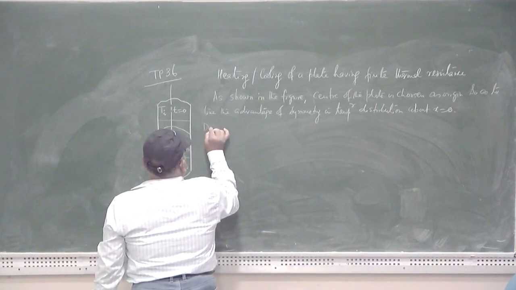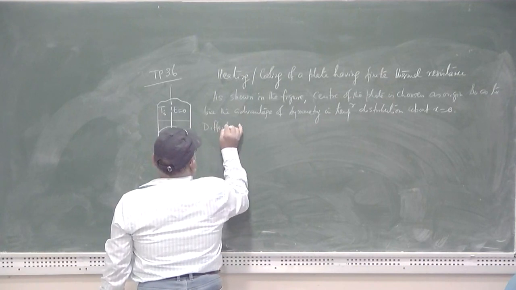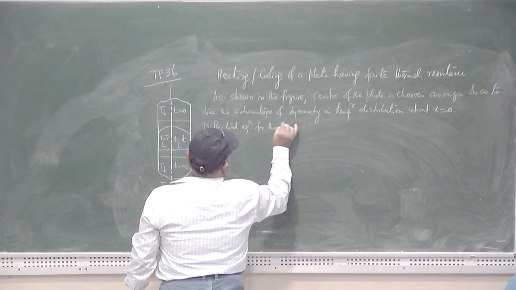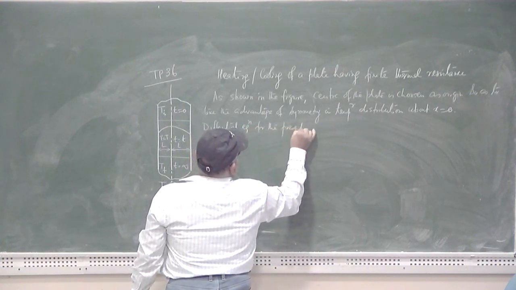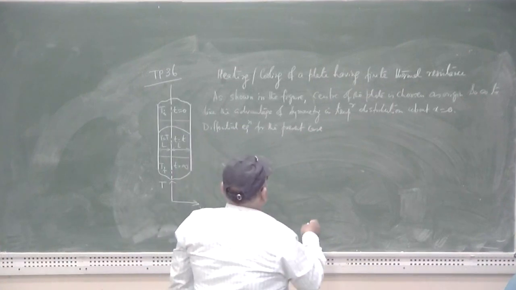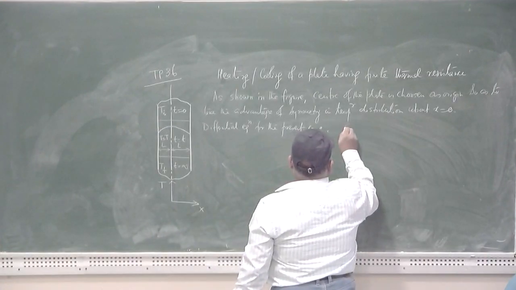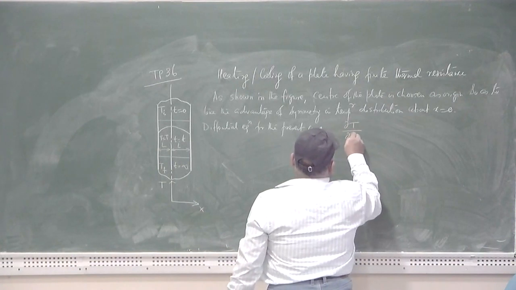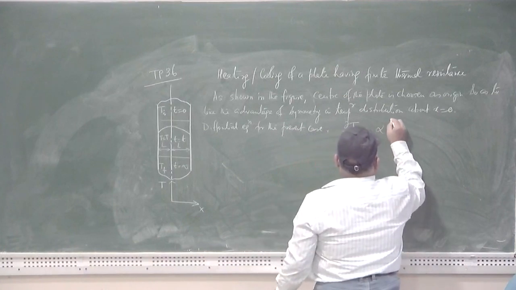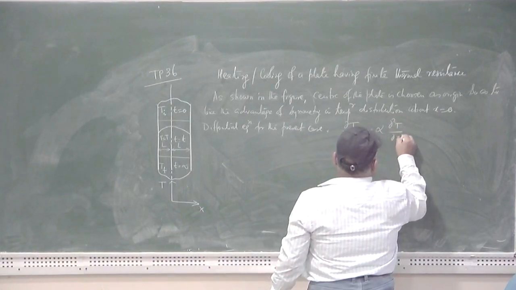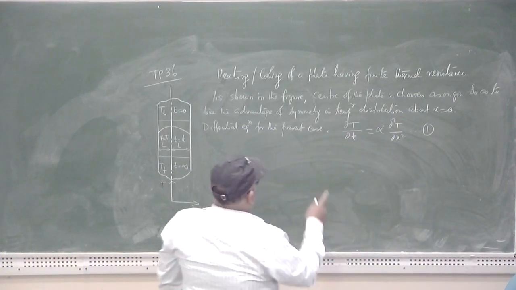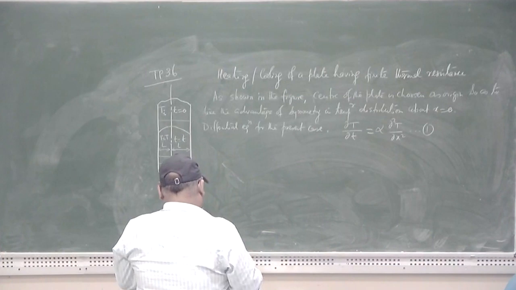Now, the differential equation for the present problem. The differential equation for the present case should be given as dT/dt equal to alpha d2T/dx2. Let it be equation number 1, where alpha is the diffusivity and T is the temperature.